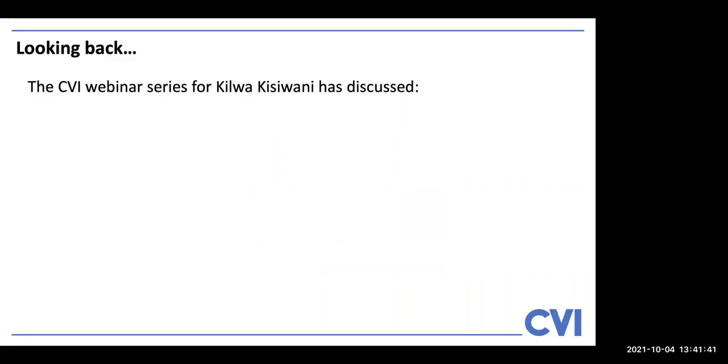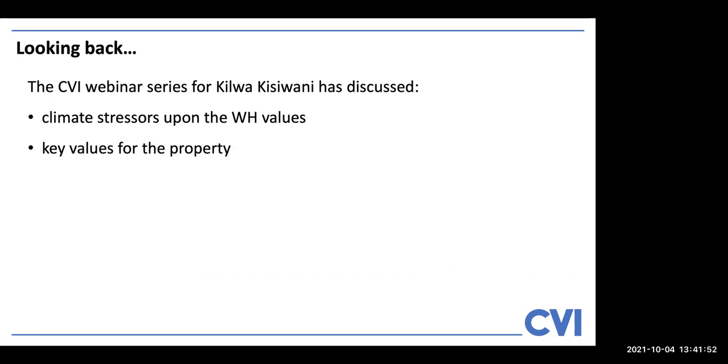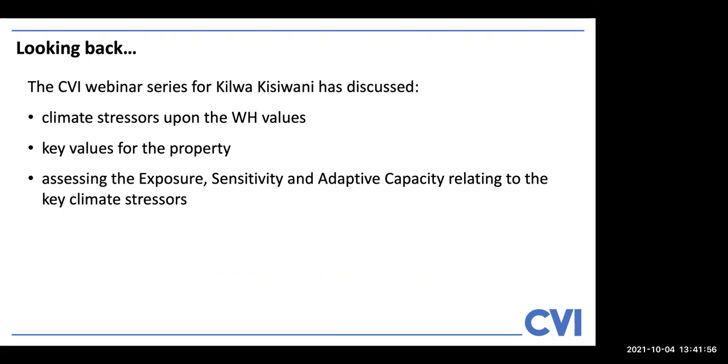If we look backwards for a moment, the CVI webinar series for Kilwa Kisiwani has already discussed climate stresses upon the World Heritage values, science-driven. The key values for the property, values-based, and the assessments of the exposure, sensitivity, and adaptive capacity relating to the key climate stresses. And this all relates to the first part of the CVI framework.